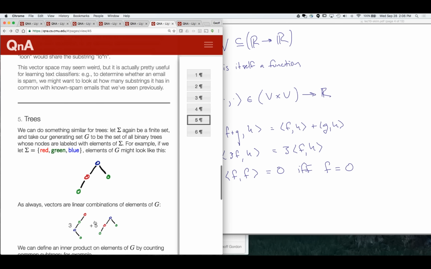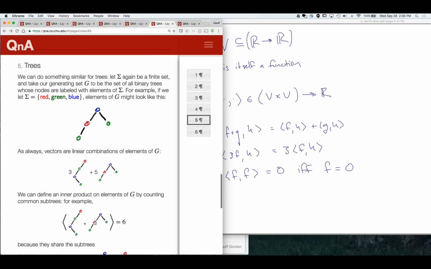All right, so let's move on to trees. And the tree example is going to be a lot like the string example. We're going to, again, have a finite set of labels, and we're going to look at all of the binary trees whose nodes are labeled, right? So if our labels are red, green, and blue, here's a binary tree where the nodes are labeled with red, green, and blue. And vectors, as they always are, are linear combinations of elements of our generating set.